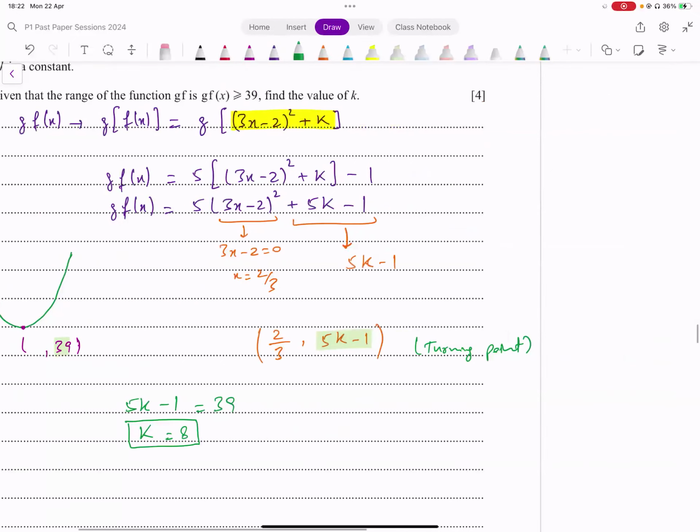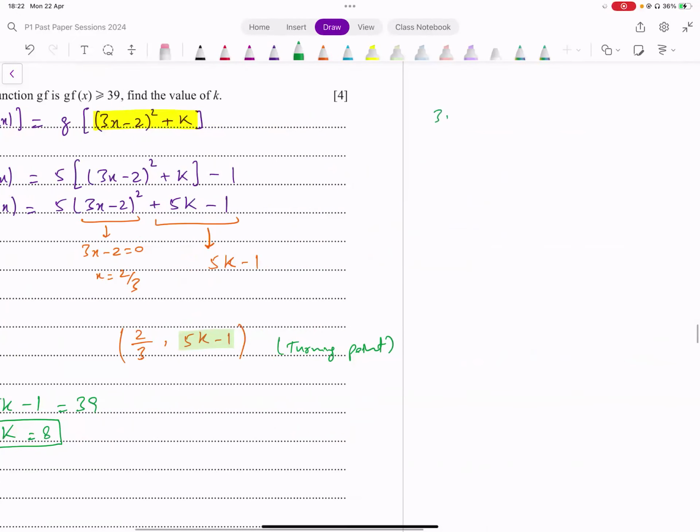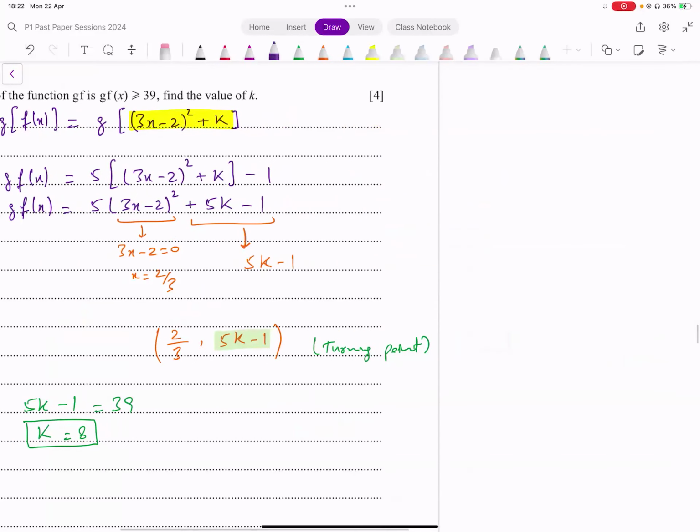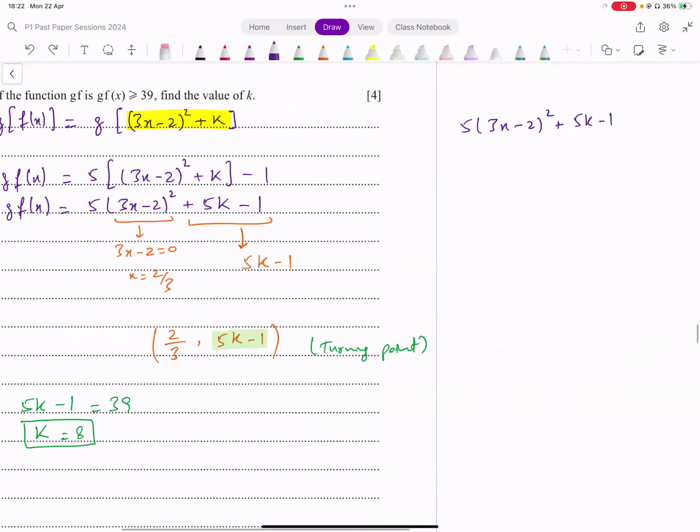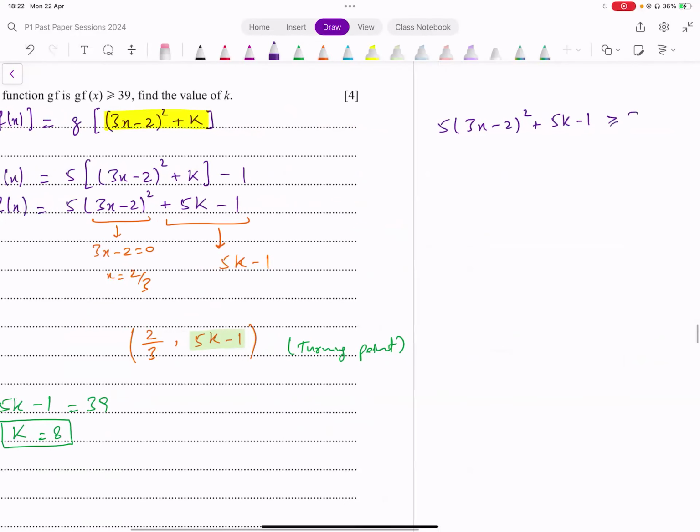That could be something that you could try. You could say 3x minus 2 whole squared. No, in fact, gf of x, the function that we were getting at the end, 5 into 3x minus 2 whole squared plus 5k minus 1. Since the range is greater than or equal to 39, you could say this whole thing has to be greater than or equal to 39.